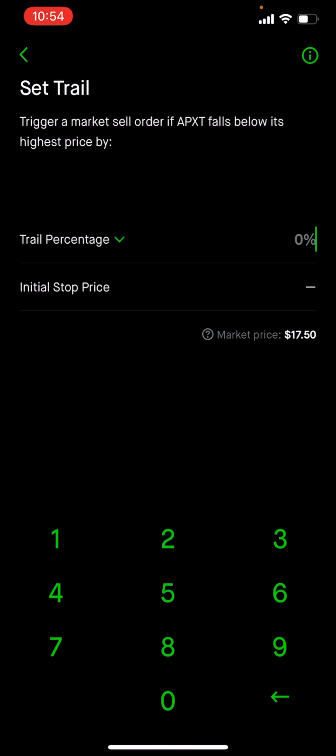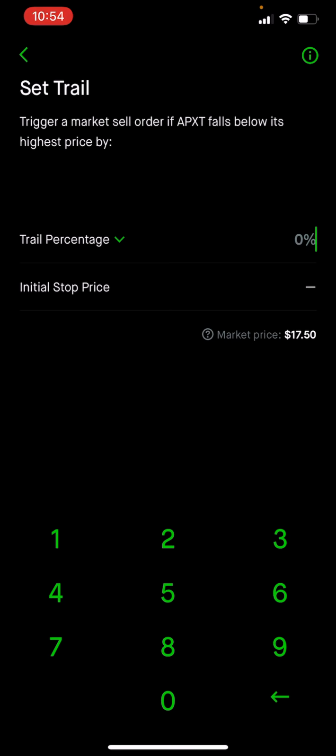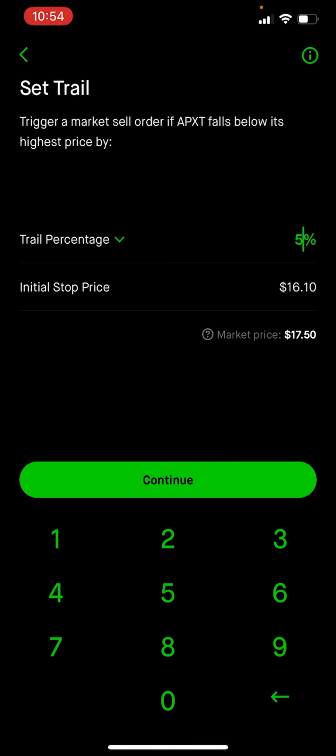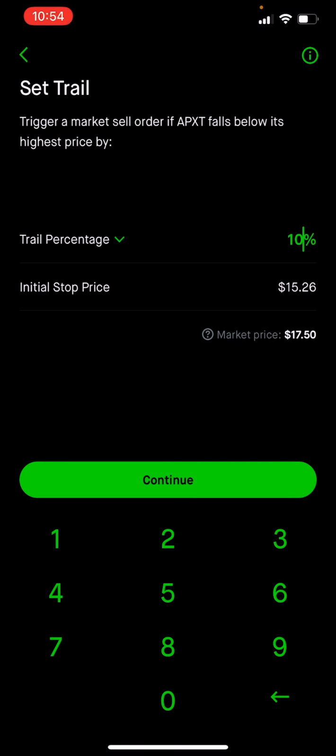So if this stock, let's say, I don't want to lose more than 10%, I'm going to put 10%. So I'm willing to lose $1 per share in this stock at most. But if this stock already went up, I might not want to lose more than, let's say, 5%. I would put 5%, but I usually take a little risk. So I'll put 10%, and it tells you right here, initial stop price. So if the stock goes under 15.26, then it'll automatically sell, so I won't lose any more.